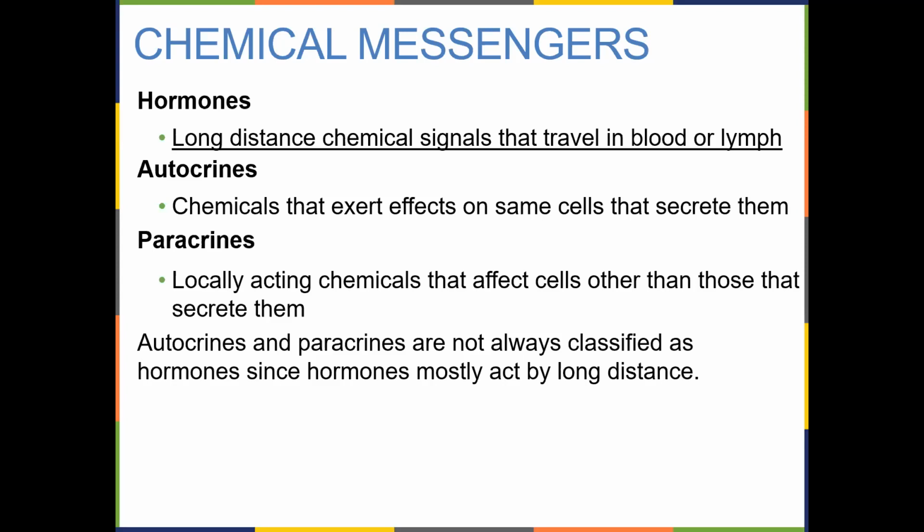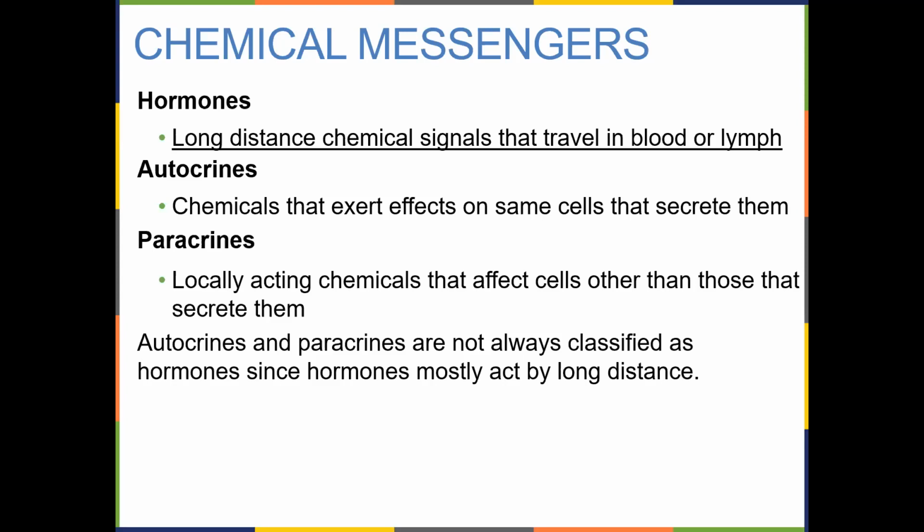Autocrines are sort of like wannabe hormones. The jury is still out as to whether or not they are a hormone. Autocrines are going to be chemicals that a cell releases that act on that cell. So a cell releases it and it acts on itself. So for example, if the pressure in the heart goes up, the heart can release a chemical called AMP. AMP causes the heart to slow down and relax its pressure. It acts on itself. That would be an autocrine.